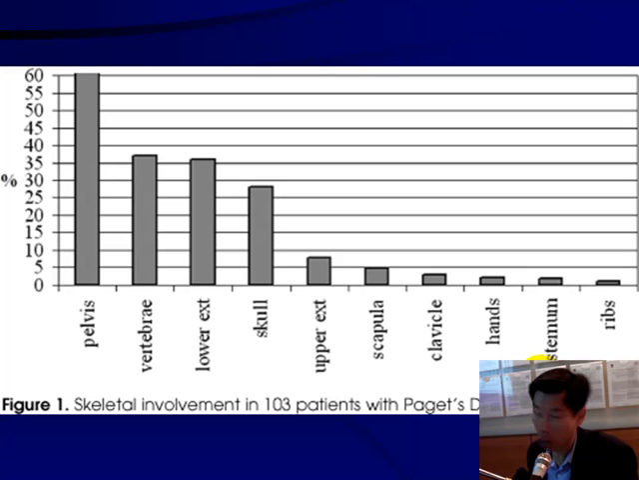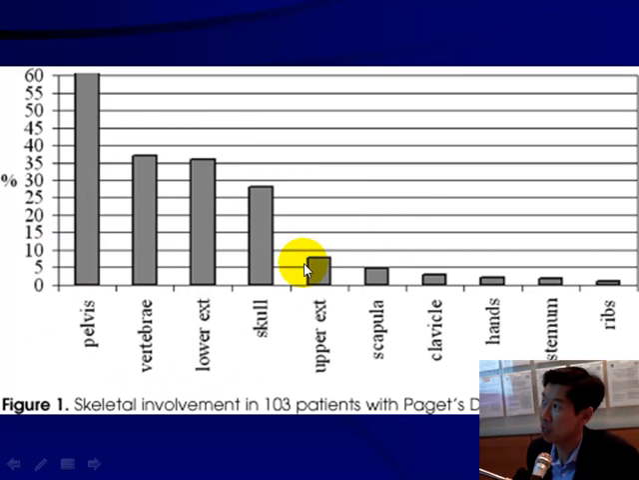So of the different bones in the body that can experience Paget's disease, the most common four are the pelvis, the vertebra, the lower extremity bones. So for example, the femur is most common, and the skull. And these are the big four. These are where we usually see Paget's disease.